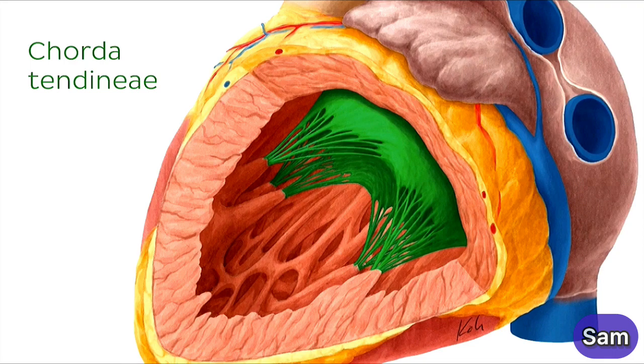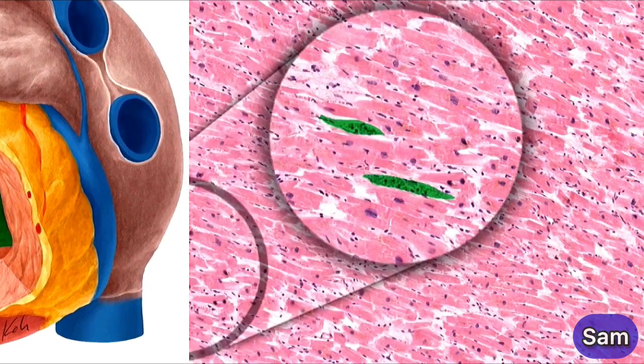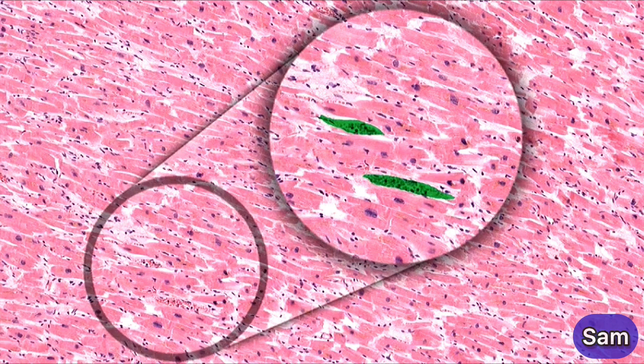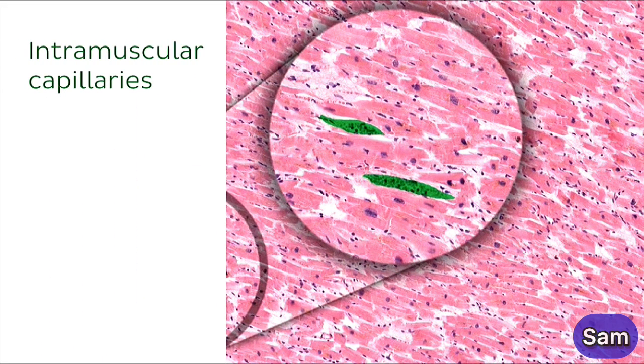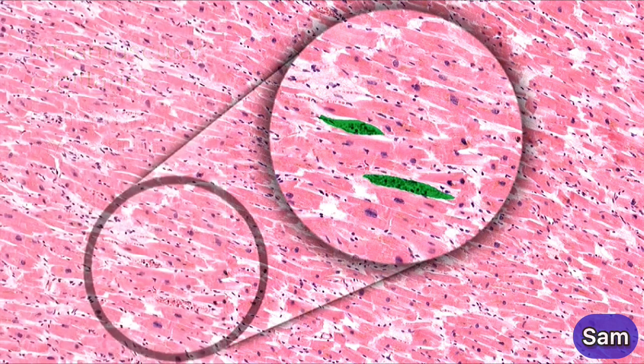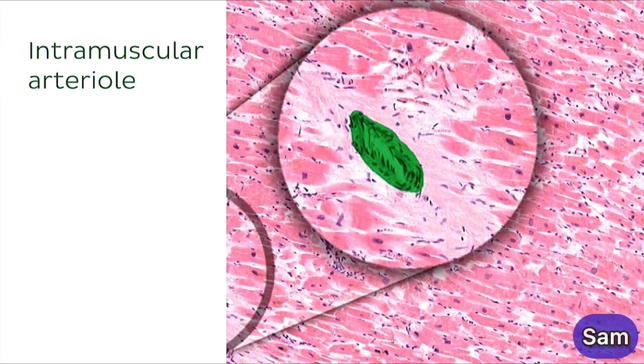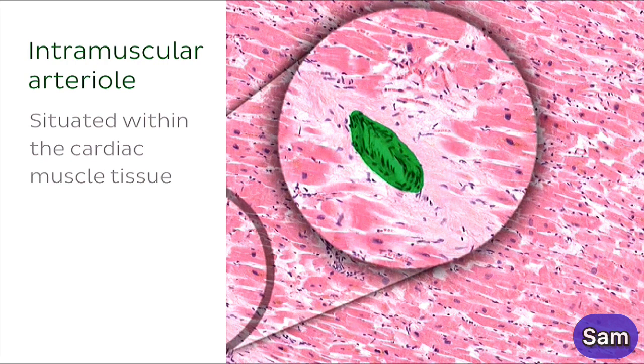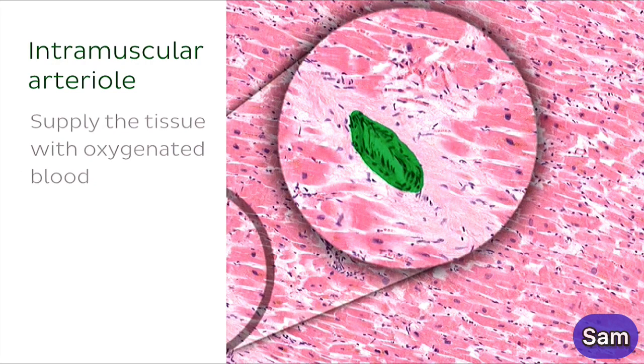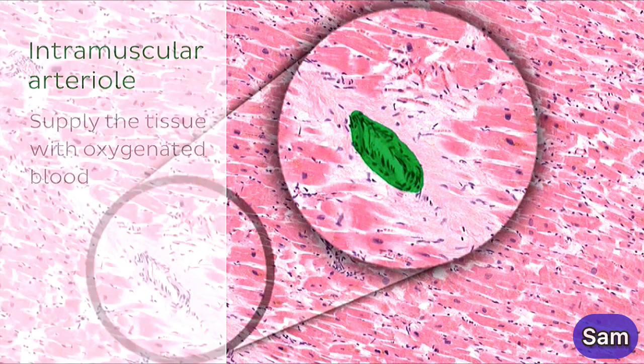When looking at a histological preparation taken from cardiac muscle, you should be able to identify other structures that are present in this tissue type. For example, here we see a magnified picture highlighting intramuscular capillaries that can be found in the myocardium. In addition to intramuscular capillaries, intramuscular arterioles, such as those seen here in this micrograph, can also be found in cardiac muscle. Simply put, and as the name suggests, intramuscular arterioles are just arterioles that are situated within the cardiac muscle tissue and supply it with oxygenated blood. These small blood vessels branch from arteries and connect to capillaries.